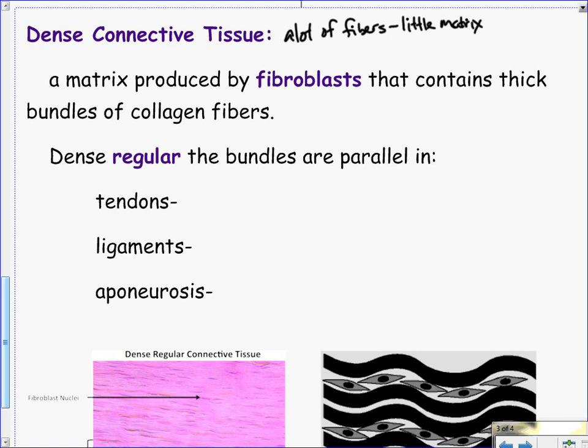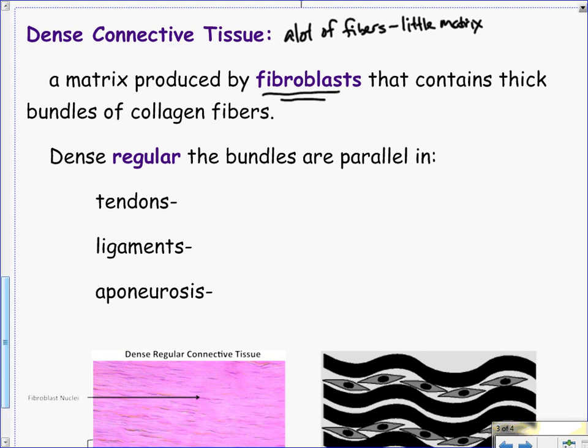All right. So a matrix, again, is going to be produced by the fibroblasts. And this time in our dense connective, we have lots of thick bundles of collagen fibers that run together like a whole bunch of shoelaces. Imagine taking one piece of yarn. One piece of yarn all by itself is really hard to break as it is. But let's say I was really strong and I could just rip apart a string of yarn. A bundle of collagen fibers is like taking a whole bunch of strands of yarn and running them parallel to each other in a big cord and then trying to pull them apart.